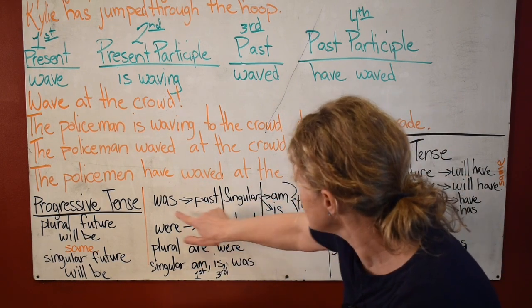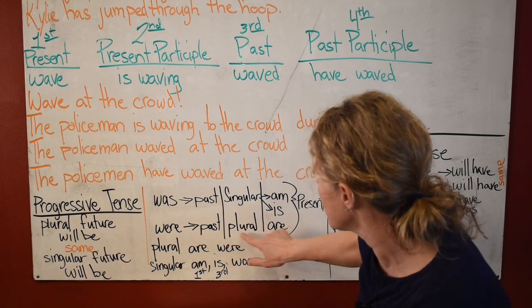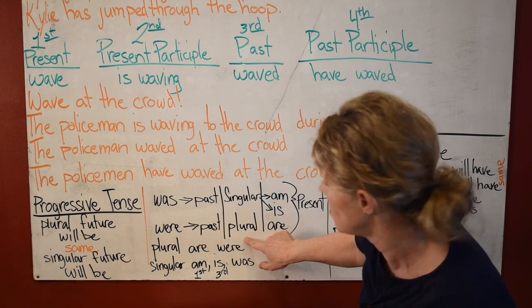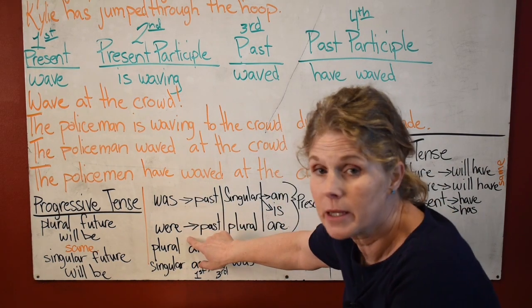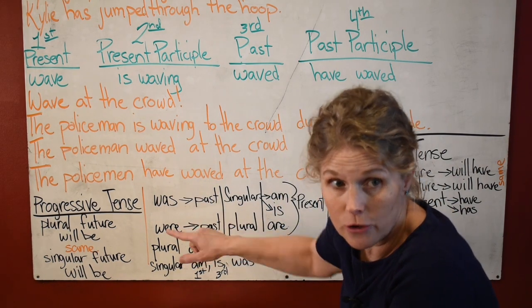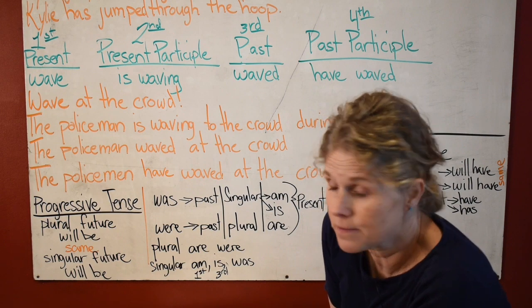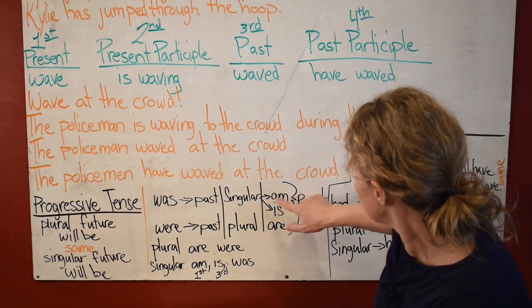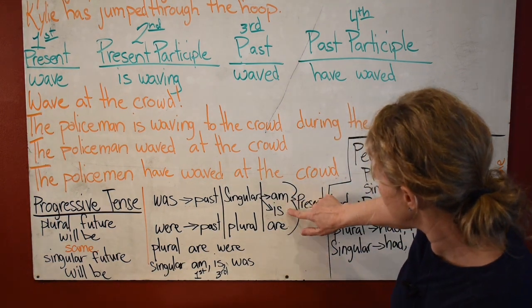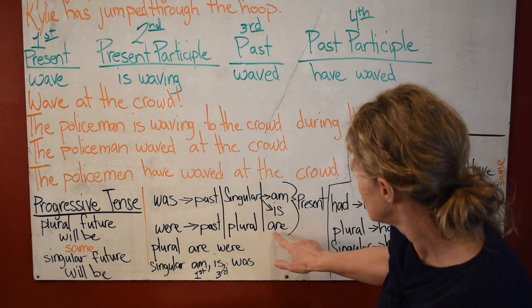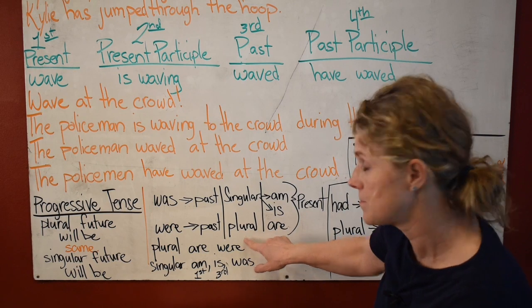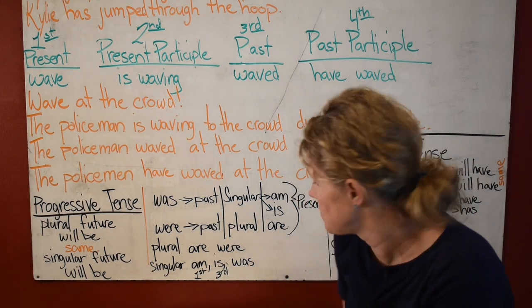So was is singular, were is plural. You have to remember this. This has to be memorized, or you will not get your verbiage or how you write your sentences correct. Now, for the present, we have am, is, and are. Am and is are singular. Are is plural. Let's go through those again.